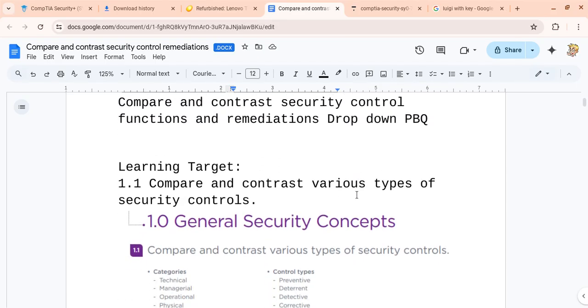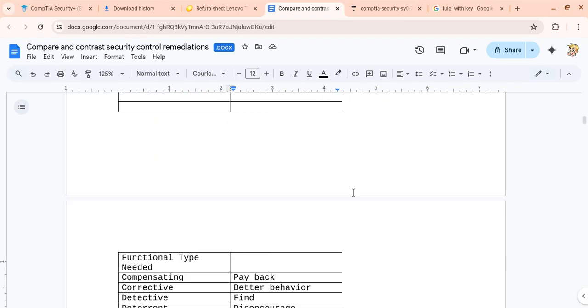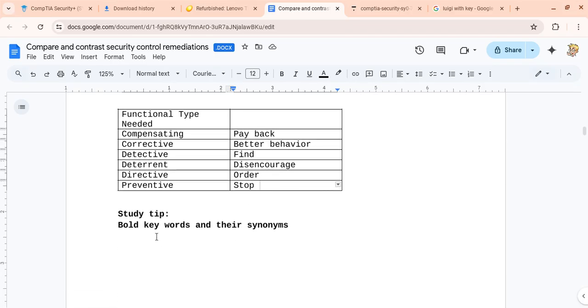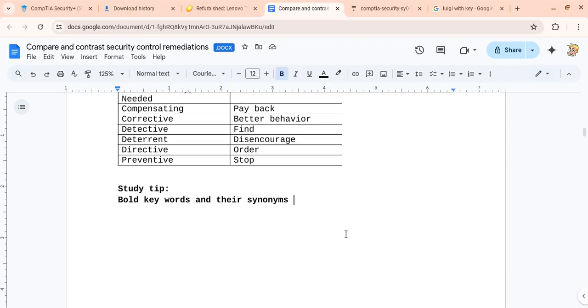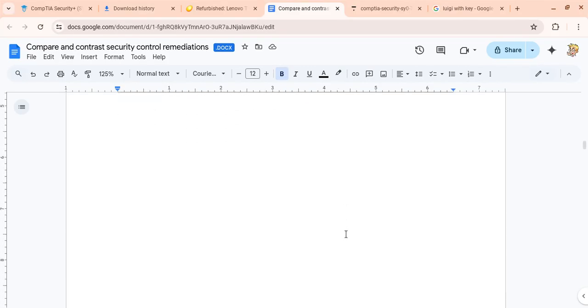So now that we've gone over the terms and definitions, I also have one more study tip before we start. Bold any keywords and their synonyms. So like I said, this is really about jargon and language, so we have to really pay attention to what they're asking for. Mark any words, underline them, write them down, whatever you need to do.